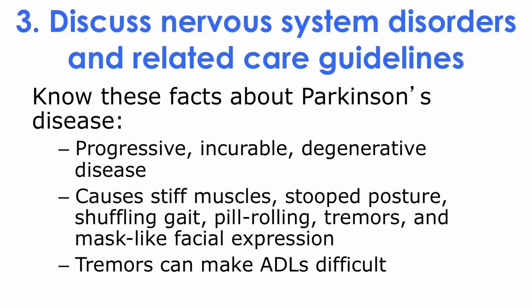Parkinson's disease is a progressive, incurable, degenerative disease. If you have Parkinson's, it causes stiff muscles, stooped posture, and a shuffling gait. You have pill-rolling tremors and mask-like facial expressions. Tremors can make ADLs difficult as well, because if you have the pill rolling, your hands are just shaking round and round, and it's hard for you to do your basic activities of daily living.